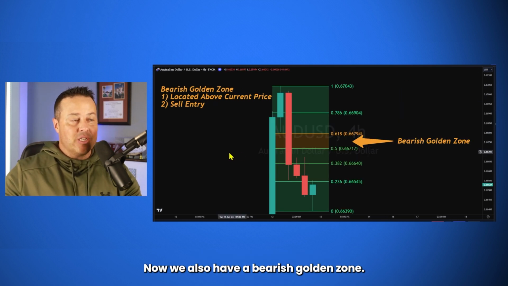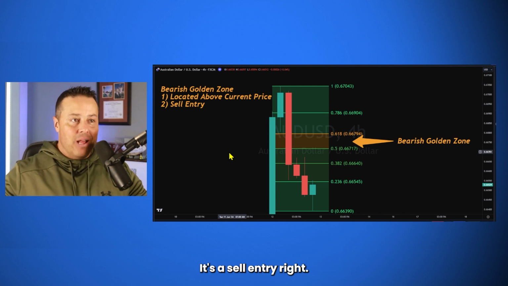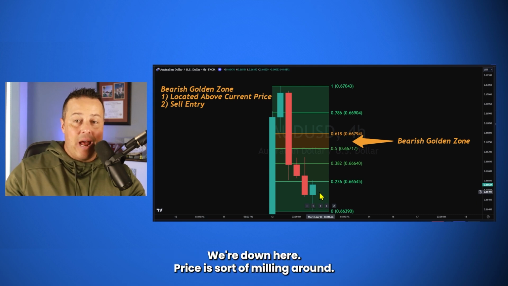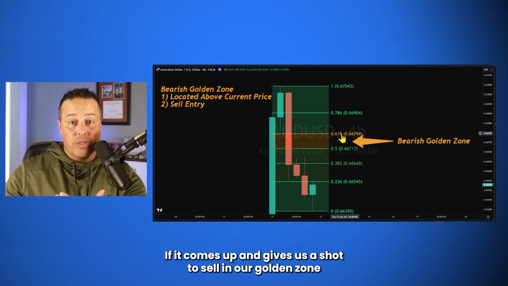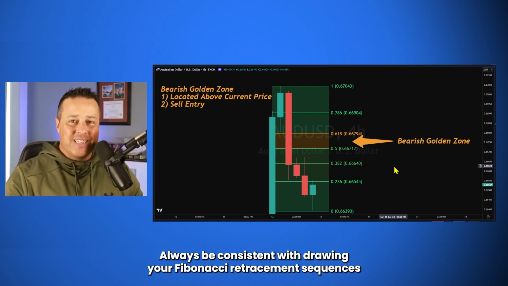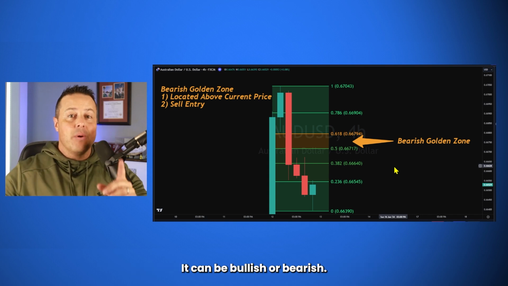Now, we also have a bearish golden zone. Now, this is located above price action. It's a sell entry. Right there's your bearish golden zone. A nice big market plunge. We're down here. Price is sort of milling around. If it comes up and gives us a shot to sell in our golden zone, then we can jump all over it. So that's the key thing to remember. Always be consistent with drawing your Fibonacci retracement sequences, and the golden zone is between 50 and 61.8%. It can be bullish or bearish.